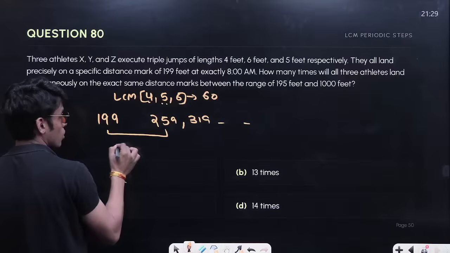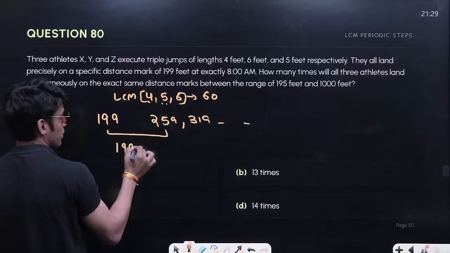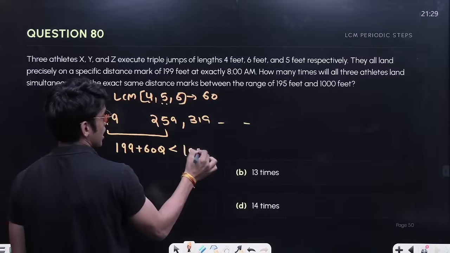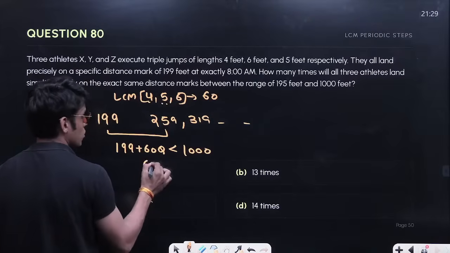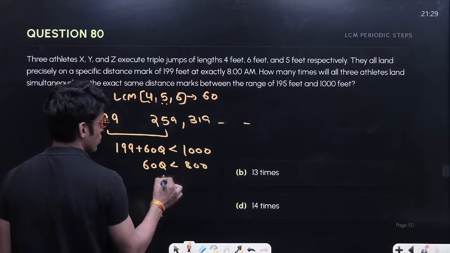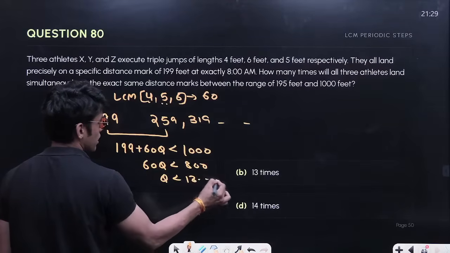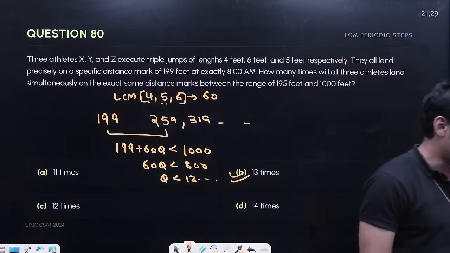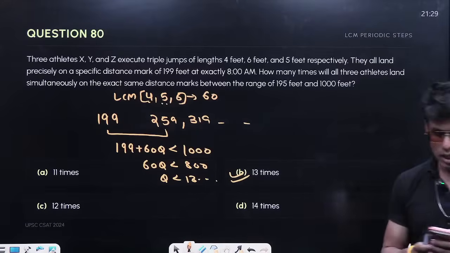So basically it's an AP. This is the total number of jumps, and I have to make it less than 1000. So 60Q less than, let's assume it to be 800. So Q less than 13 point something. So 13 times is the total number of jumps, right?